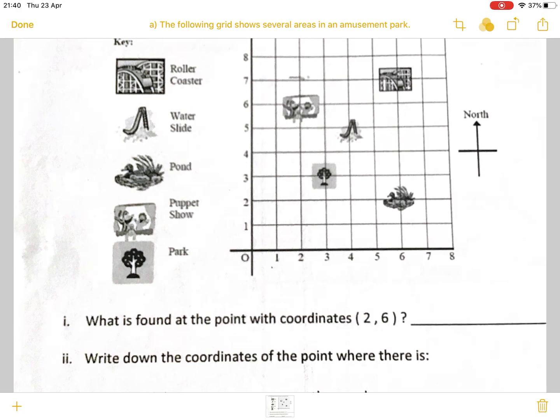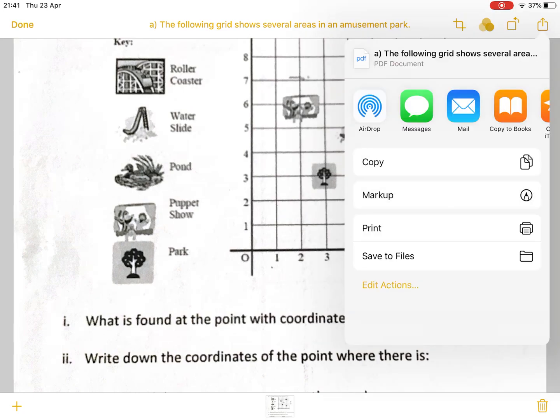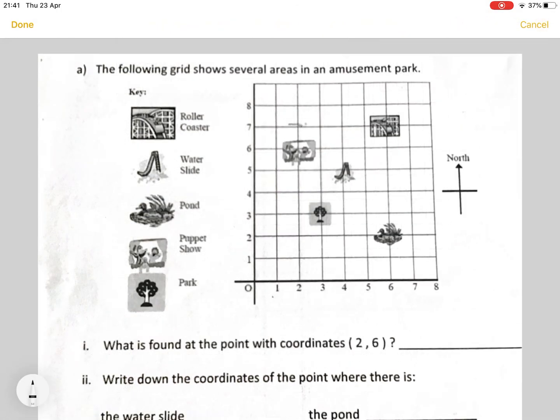At 2, 6, the first number, the 2, refers to the horizontal movement, so we need to move horizontally 2 units. The 6, the second number, refers to the vertical movement, so we need to move up vertically 6 units. And there we find the puppet show. So at 2, 6, we find the puppet show.